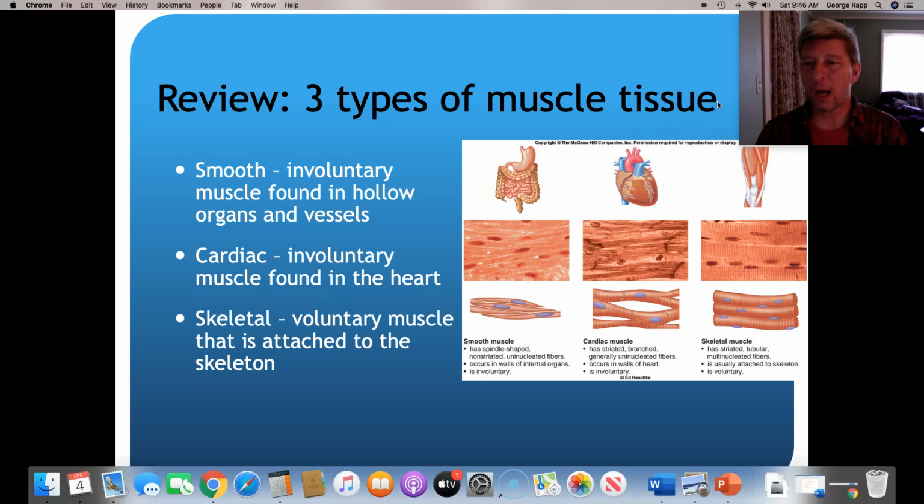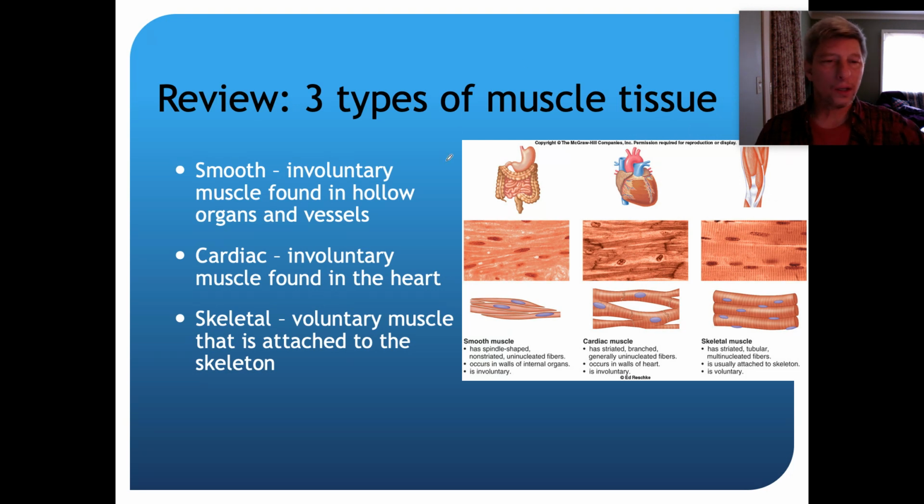As a review from earlier in the semester, we talked about the 4 kinds of tissues, and one of the 4 major tissues is muscle tissue. There are 3 kinds of muscle tissue that you need to be aware of. There's actually just 3, whether you're aware of them or not. The first of these is smooth muscle.